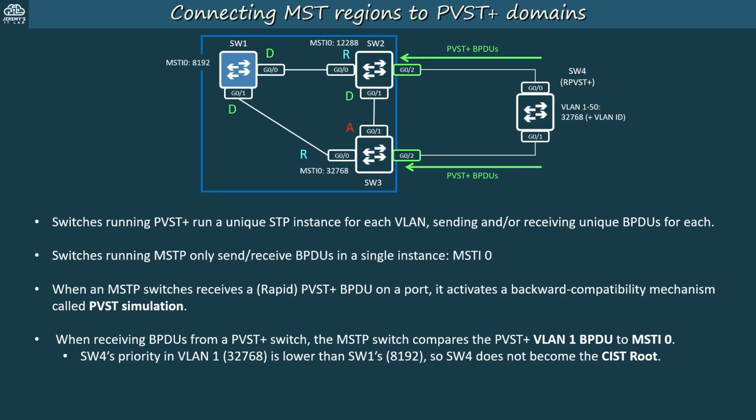What about the BPDUs in other VLANs? They aren't totally ignored. They are used for some consistency checks that we will look at later, but they aren't used to determine the root bridge and the resulting STP topology. For that purpose, switch 2 and switch 3 only care about the VLAN 1 BPDU.